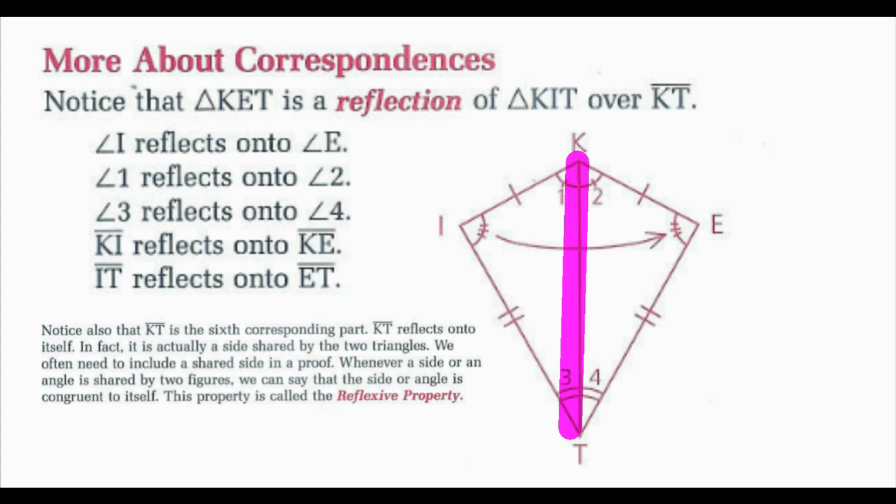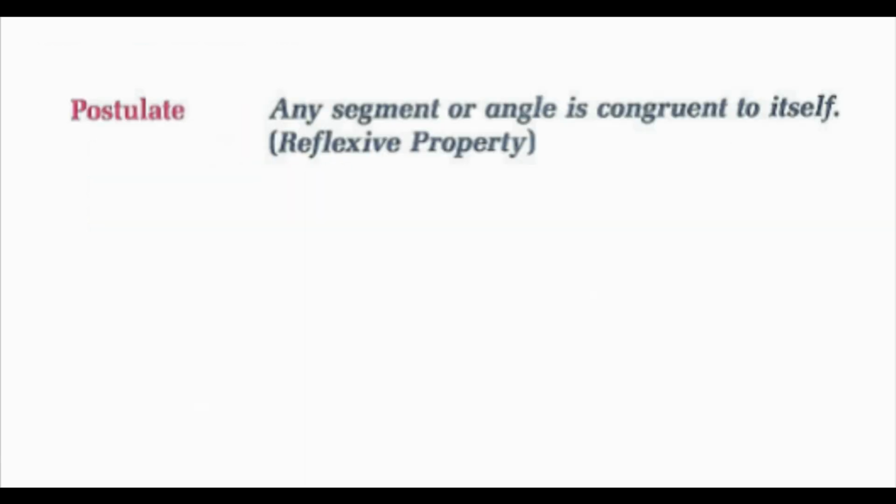It's a shared side. Whenever a side or an angle is shared by two figures, we can say that the side or angle is congruent to itself. We will say this by using the reflexive property. One of the most important properties when we're trying to prove congruent triangles is the reflexive property. So the reflexive property is any segment or angle is congruent to itself.